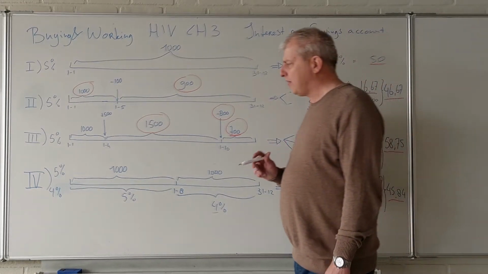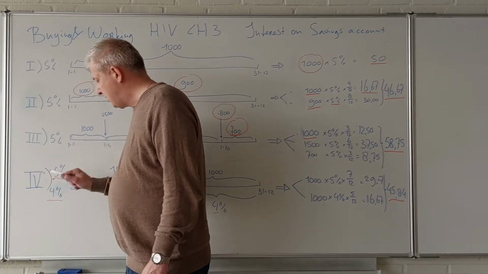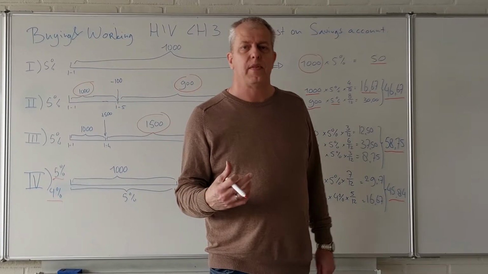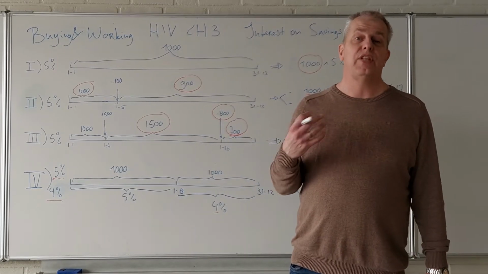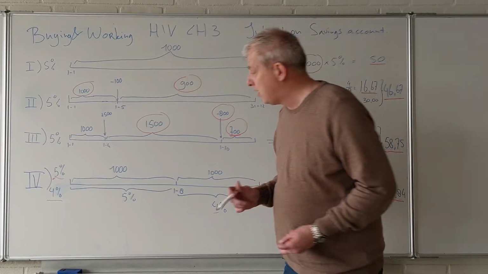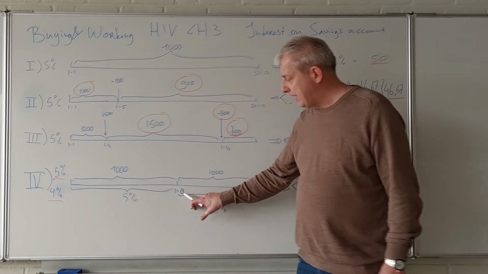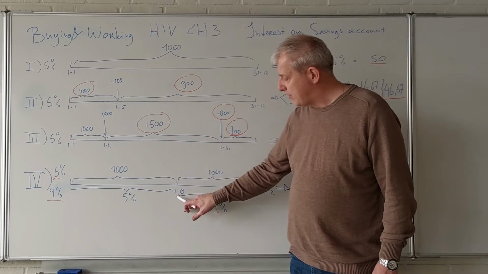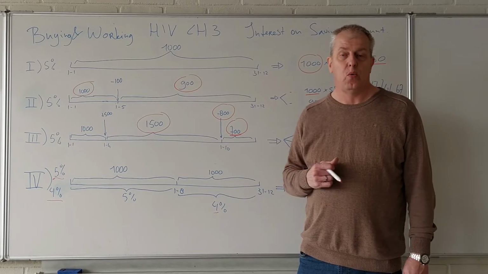In the last scenario, there is a change of the interest rate. Yes, at some point in time, they change the interest rate from 5 to 4%. So, and if they change the interest rate, I have to redo my calculations as well. So, on the 1st of August, 1/8, the interest rate is lowered from 5 to 4%. So it's lowered by 1 percentage point.